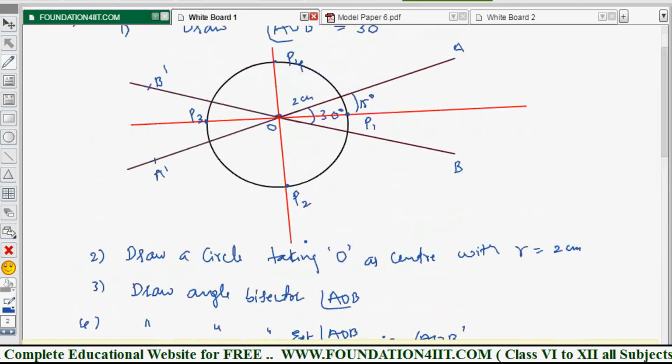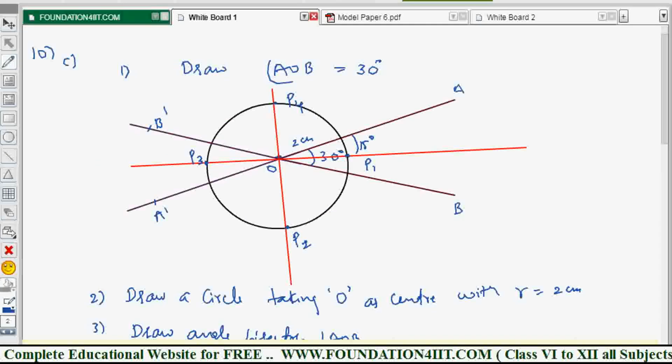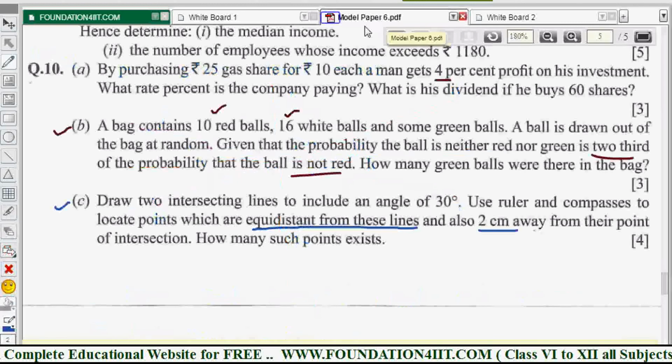Because the angle is 30 degrees, these 4 points only exist from this. And more construction videos are available in the same channel. You can go through it. This is about question number 10.